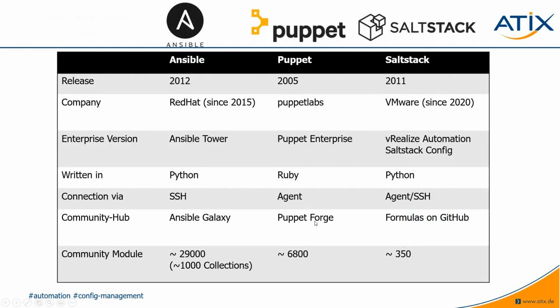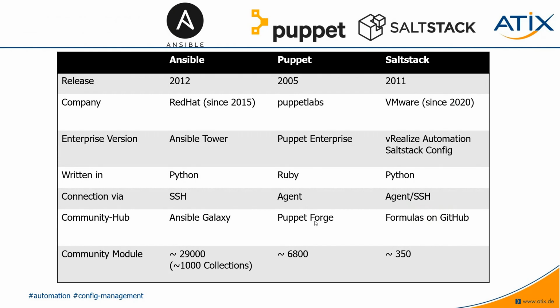So there is Ansible, Puppet, and SaltStack. And if we have a look at the release dates, we see that Puppet is the oldest one and is still a common configuration management tool in IT infrastructure. Then we have Ansible, which was sold to Red Hat in 2015. And since then, it is greatly promoted and has really many users, especially from the Red Hat world. And this means that Ansible is a tool which is very common in many aspects of IT infrastructure.